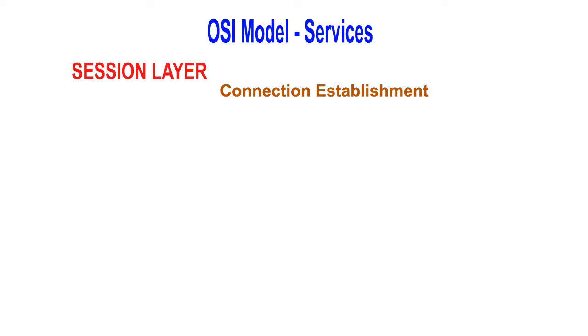During connection establishment, the sender and receiver recognize each other and agree to communicate. Connection establishment includes all the subtasks necessary to get things going. These subtasks include, first, verifying user login names and passwords.